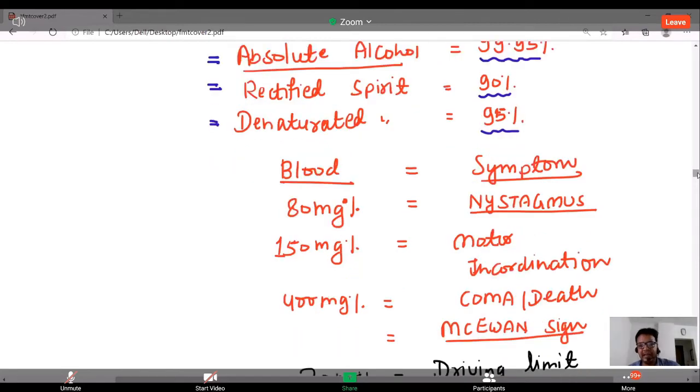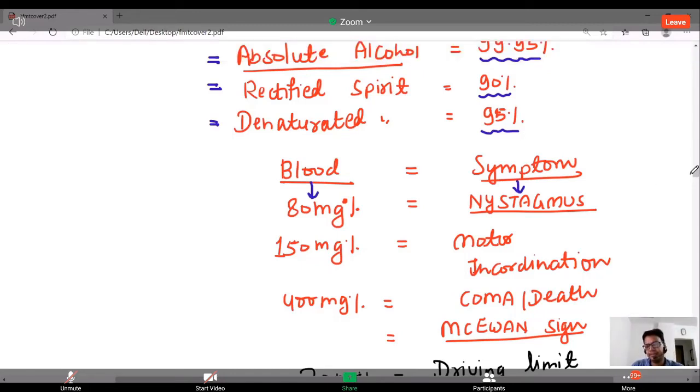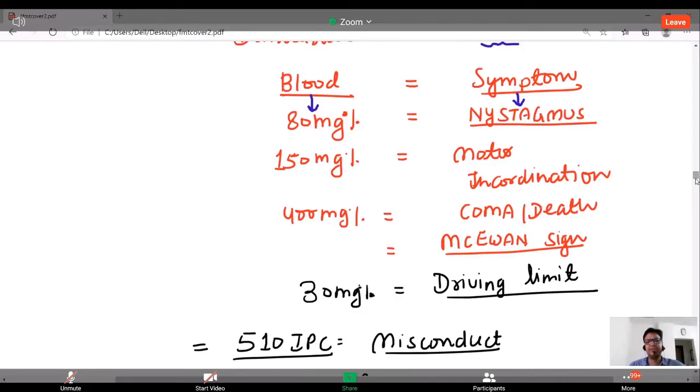Doctor, if you have 80 milligram percent of ethanol in blood, you have nystagmus. At 150 milligram percent of ethanol, motor incoordination. At 400 milligram percent, you have coma and death.